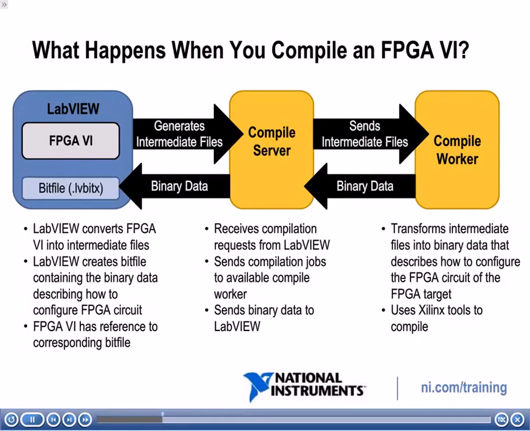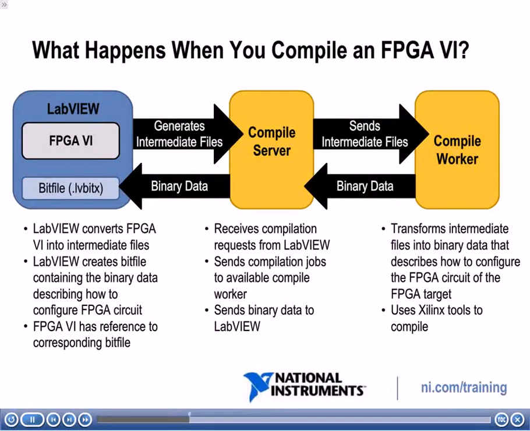The compile server is going to receive compilation requests from LabVIEW, and then it's going to send these compilation jobs to an available compile worker. So now we're going from the compile server, and it's going to send those intermediate files over to the compile worker. The compile worker is going to transform these intermediate files into actual binary data that describes how to configure the FPGA circuit on the FPGA target. The compile worker is actually using Xilinx tools to do this compilation.